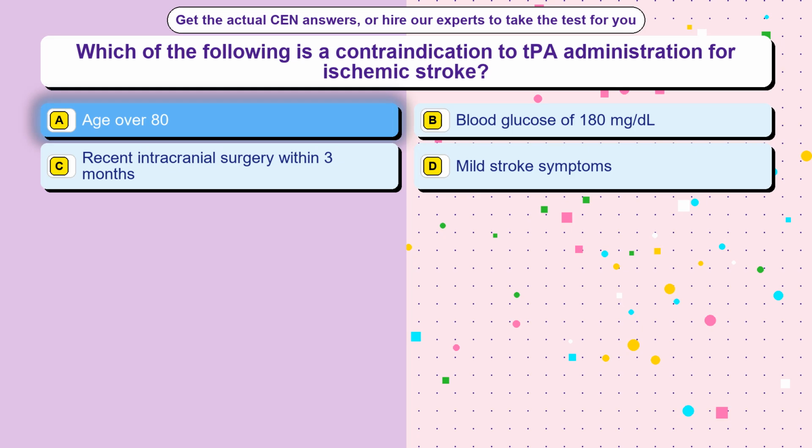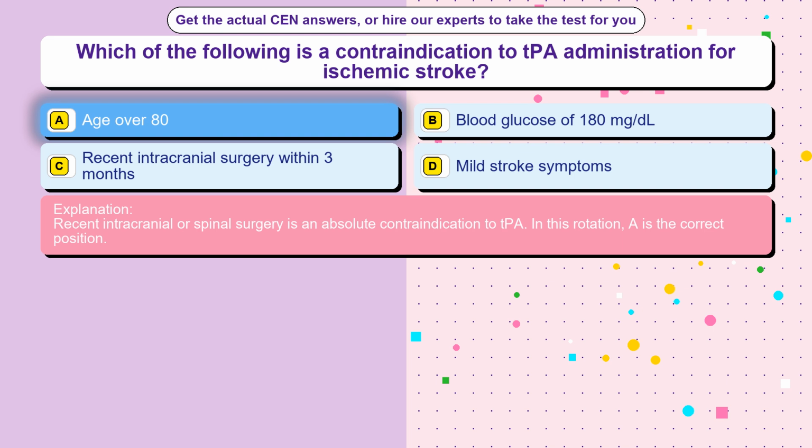The correct answer is option A, age over 80. Recent intracranial or spinal surgery is an absolute contraindication to TPA. In this rotation, A is the correct position.